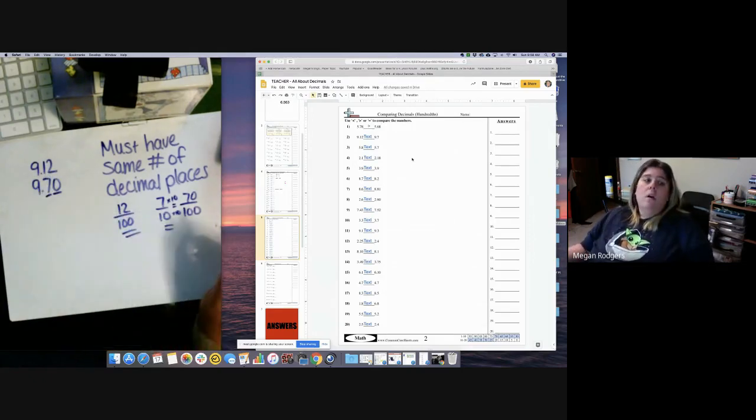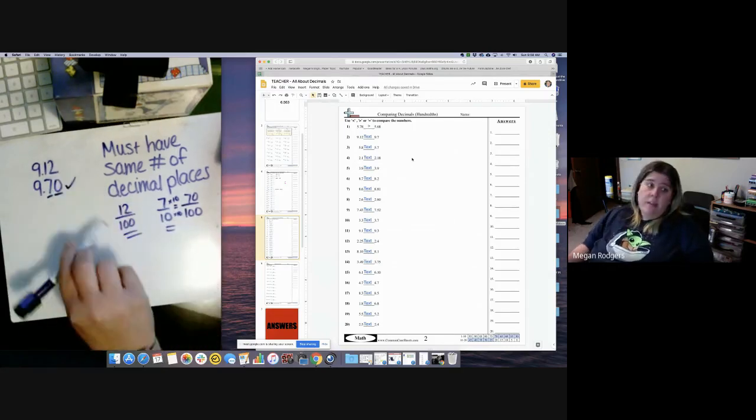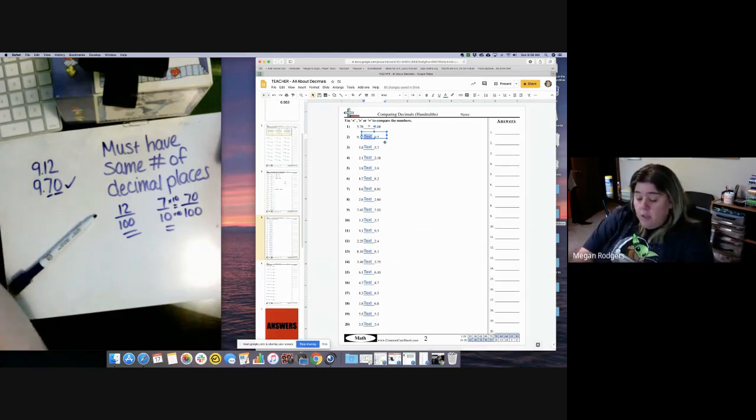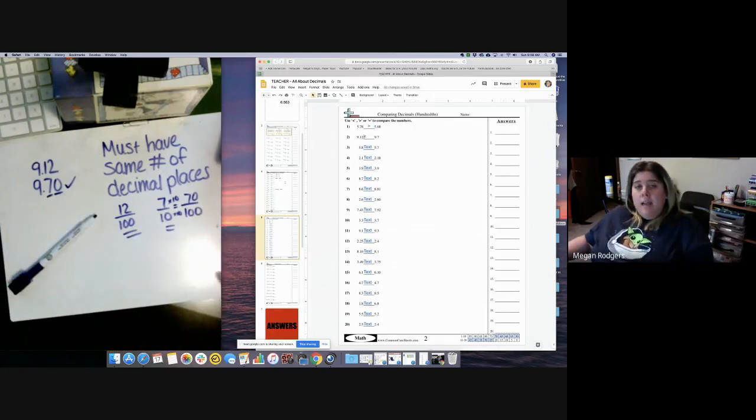So now, which of those is larger, 9 and 12 hundredths or 9 and 70 hundredths? Aha, 70 hundredths is definitely larger. So in this case, I'm going to use the less than symbol. That one is shift comma. And again, it's pronounced less than because it is saying that the first number is less than the second number. So again, as you are doing these, you must remember you have to have the same number of decimal places.